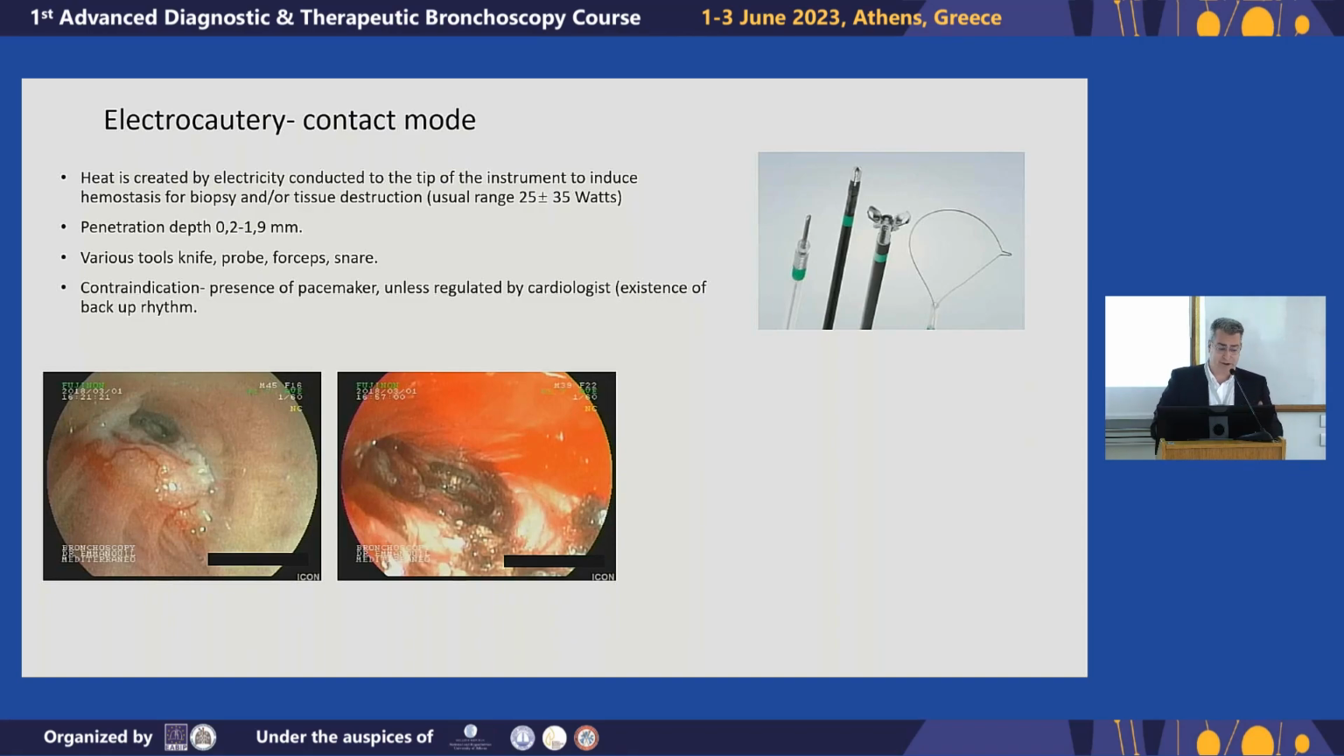We can use various tools. We can use the knife, the probe, the forceps, the snare. The snare is very important for lesions that have a small bud. And we have a relative contraindication. When a patient has a pacemaker, we have some risks.